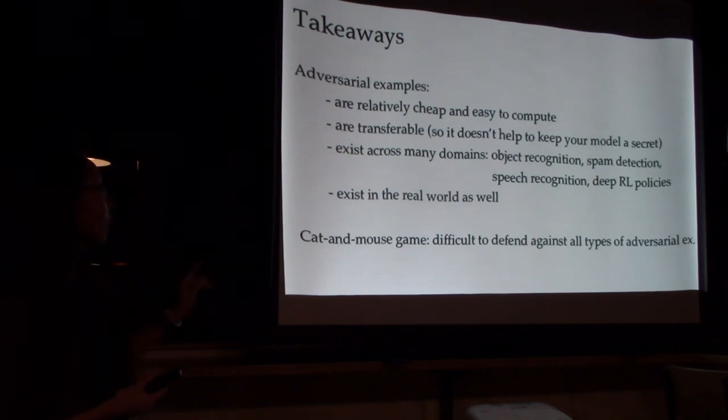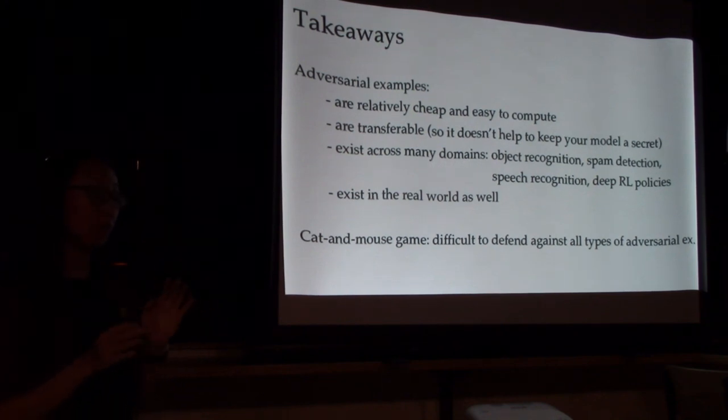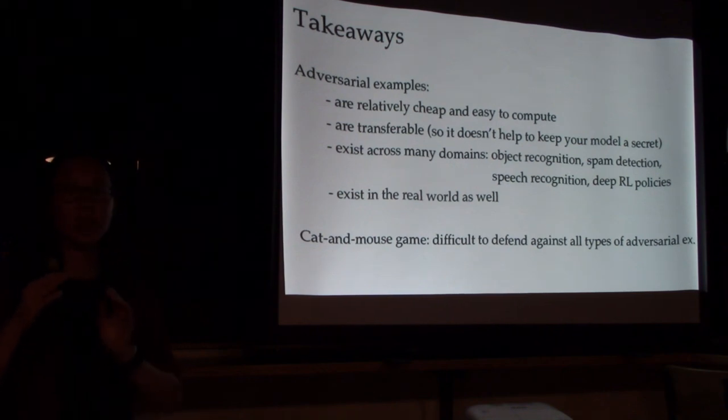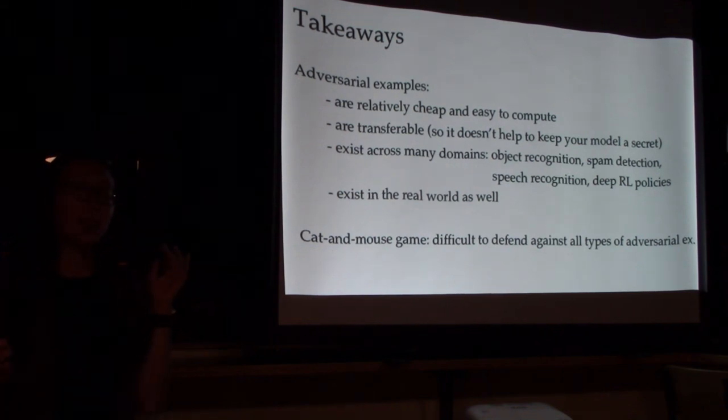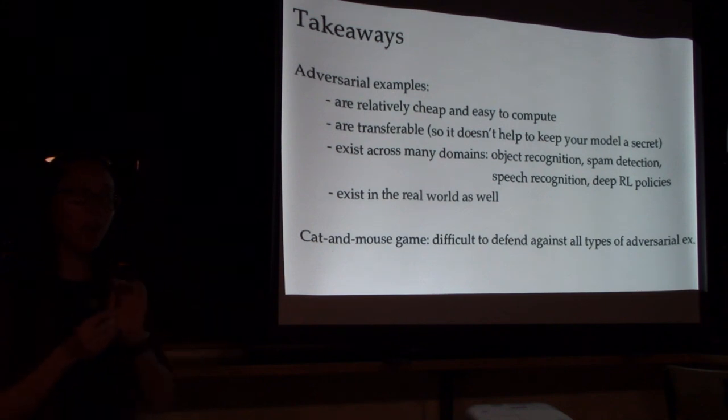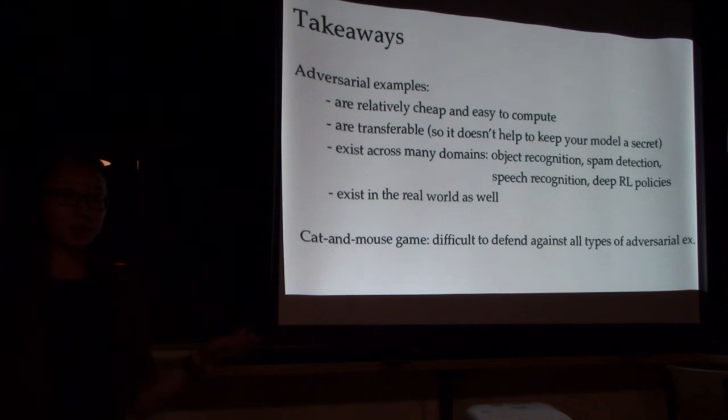Over the last couple of years, there's been a lot of work on adversarial examples, attacks, and defenses. It's been this cat and mouse game where some defenses are proposed, then more attacks override those defenses, and then more defenses, and it just keeps going back and forth. It's not a resolved problem yet.